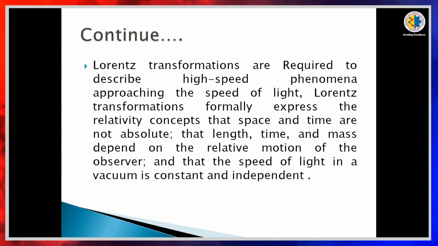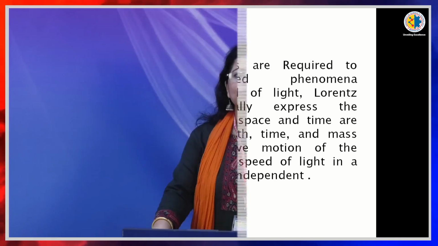So, using the Lorentz transformation equations, we show that space and time work together. In the Lorentz transformation, we get x' = (x - vt) / √(1 - v²/c²). The other two axes, y and z, are parallel. For the time component, we get t' = (t - vx/c²) / √(1 - v²/c²). Here x represents the space coordinate and t represents the time coordinate. So the Lorentz transformation shows how space and time work together, and that the speed of light is constant in vacuum and independent.